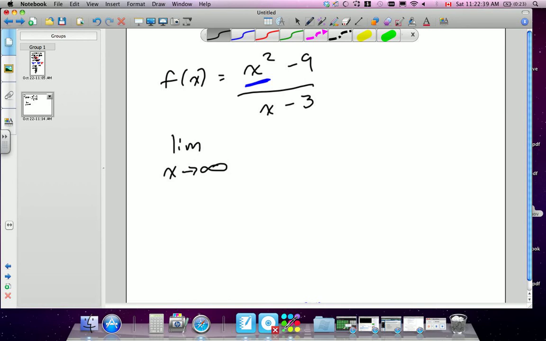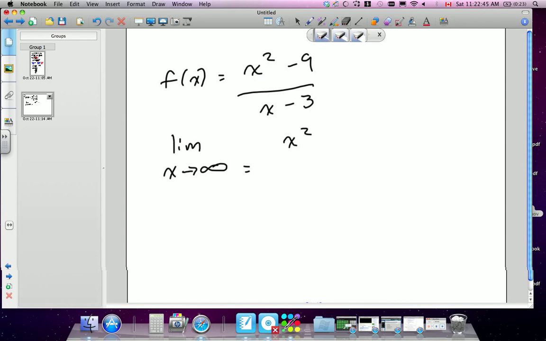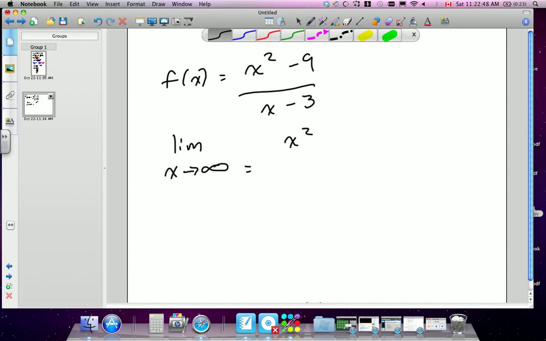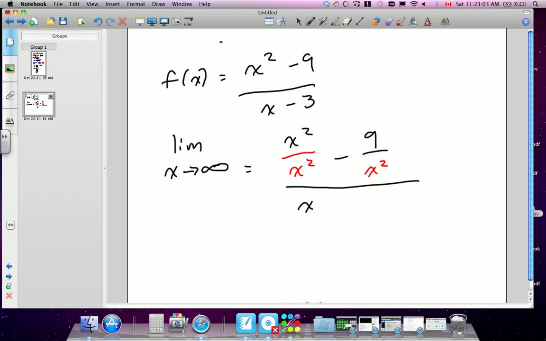So what I'm going to do is divide each of the terms in this equation: x squared divided by x squared, minus 9 divided by x squared, all over x divided by x squared, minus 3 divided by x squared. I want to do these in red so you understand. Just trying to make sense of this a little more.